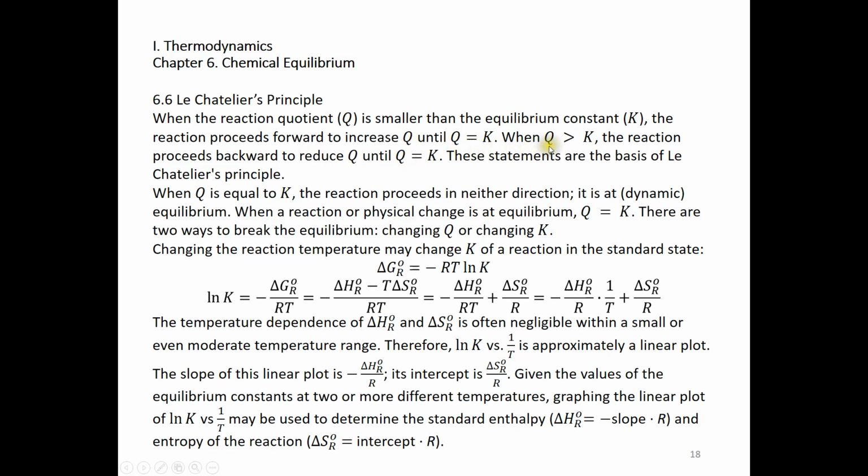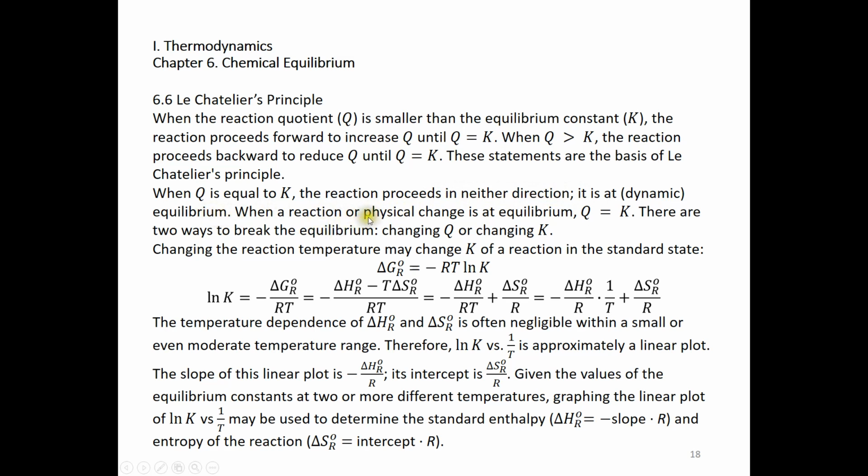In plain words, when Q is greater than K, the system is overreacting. It would like to go backward until the equilibrium is reached. When Q is less than K, the system is underreacting, so it's going to move forward to increase Q until Q is equal to K. When Q is equal to K, the reaction proceeds in neither direction. The reaction system is at equilibrium.